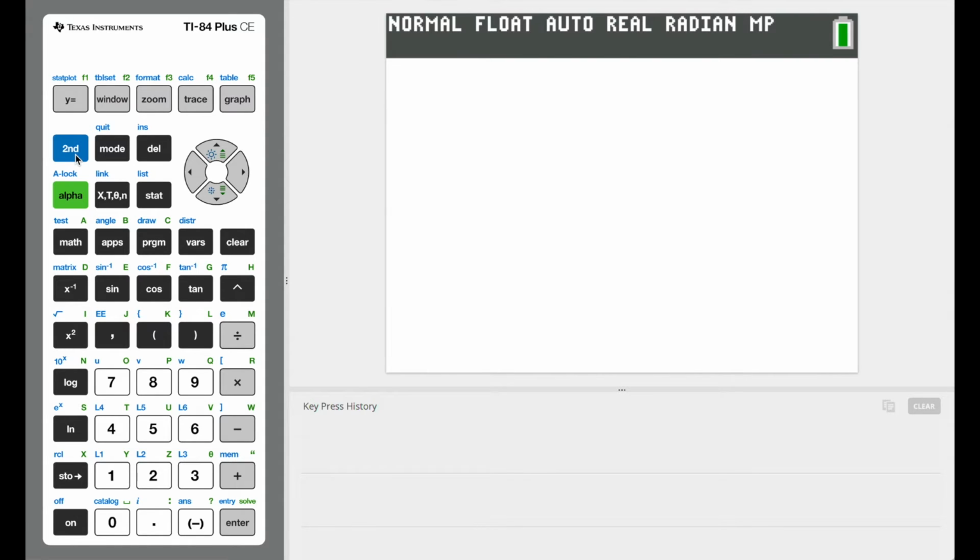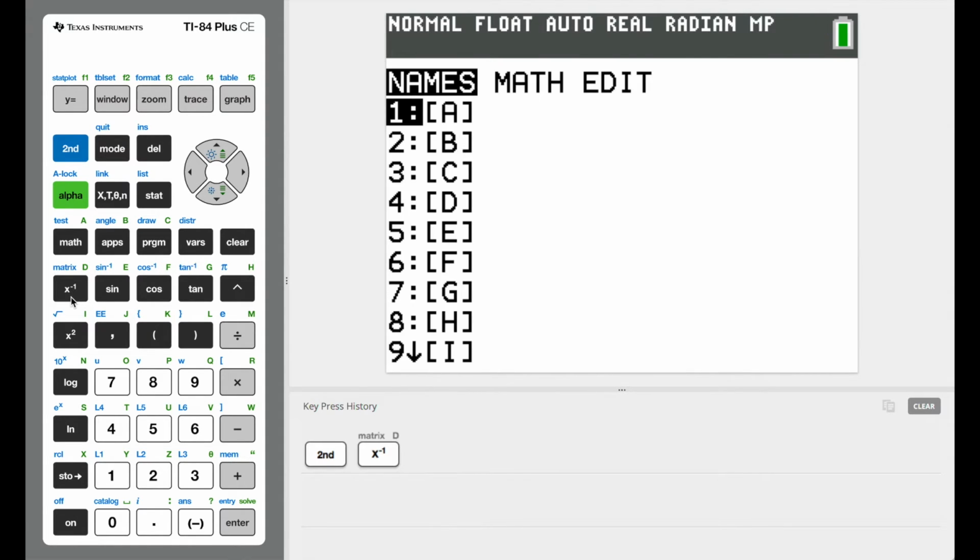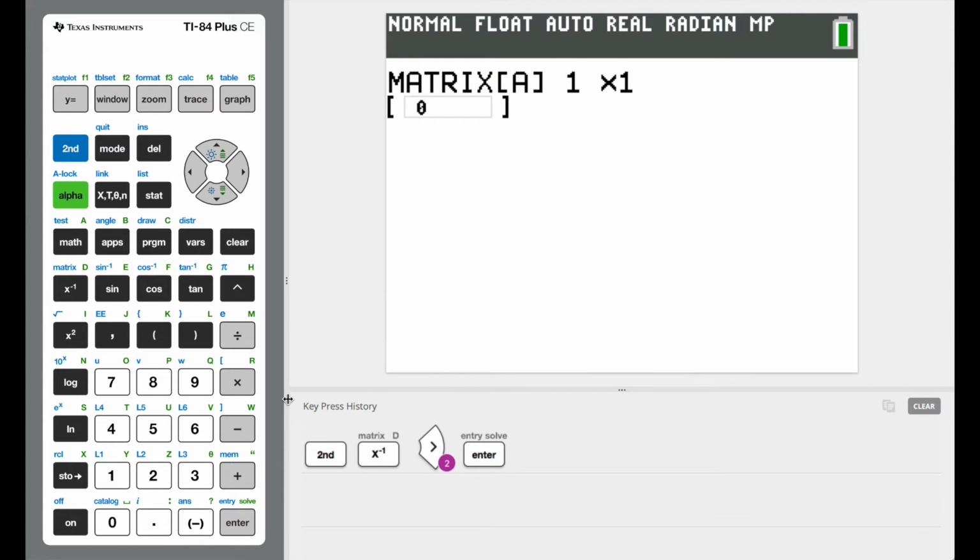Then you're going to press second x to the negative 1, and you're going to go into your edit to type in your first matrix. So I like to put my coefficient matrix in A. You can do whatever you want. This is a 2 by 2, so I'm going to do 2 by 2. I'm going to type that in.